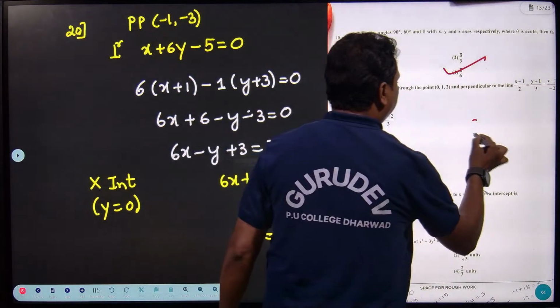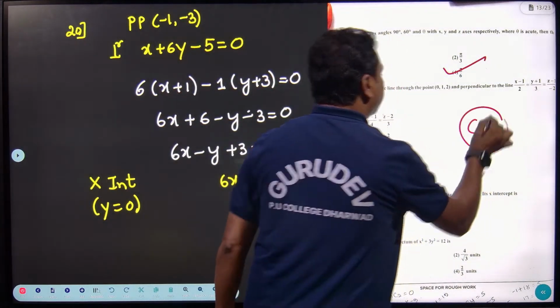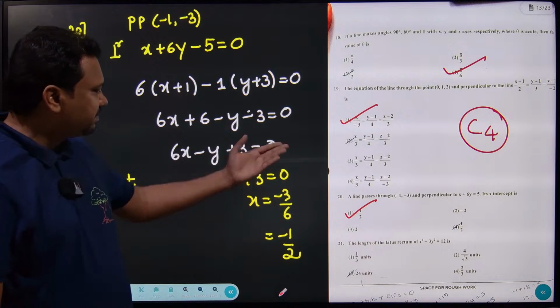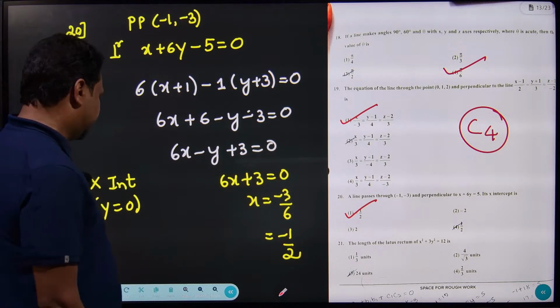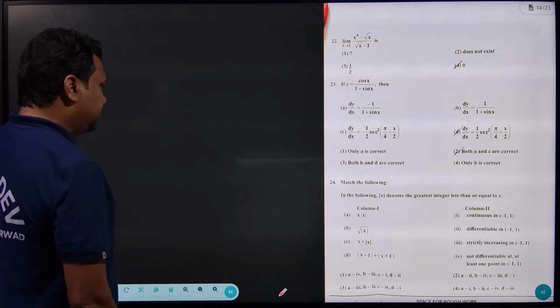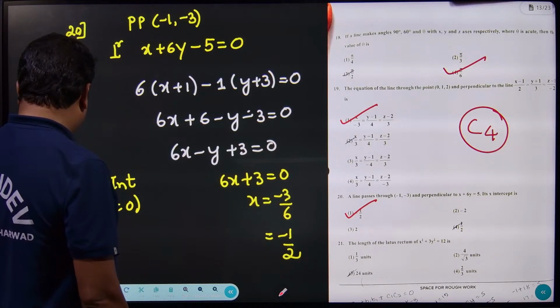I am talking about the question paper of the version code C4. In the C4 version code, minus 1 by 2, that is option A, is the right answer. Clear? Let's go for the 21st question.